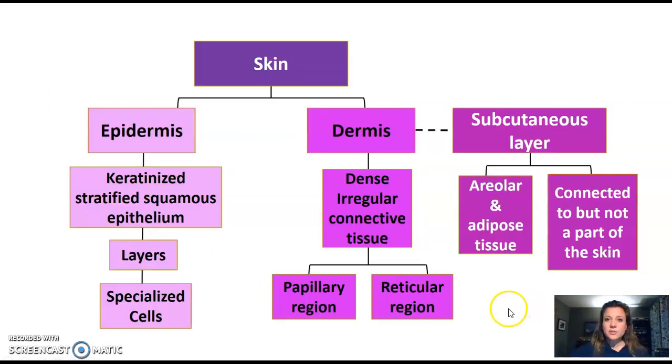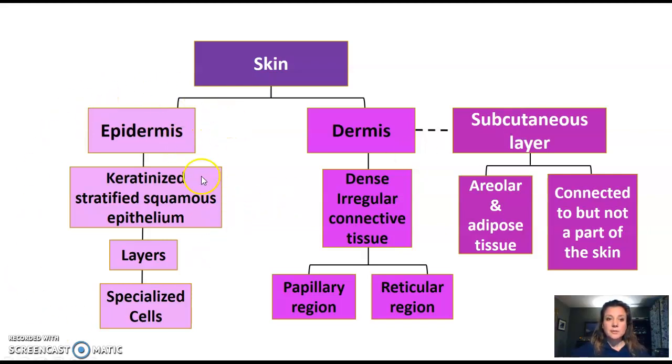So this diagram is showing you the flow, the connections between different parts of the skin. The most superficial layer of the skin is called the epidermis. So that's the part of the skin that we see. Below that is the dermis. And then below that is the subcutaneous layer. Technically, this isn't a part of the skin, but we do talk about it because it helps to provide some characteristics that our skin has.